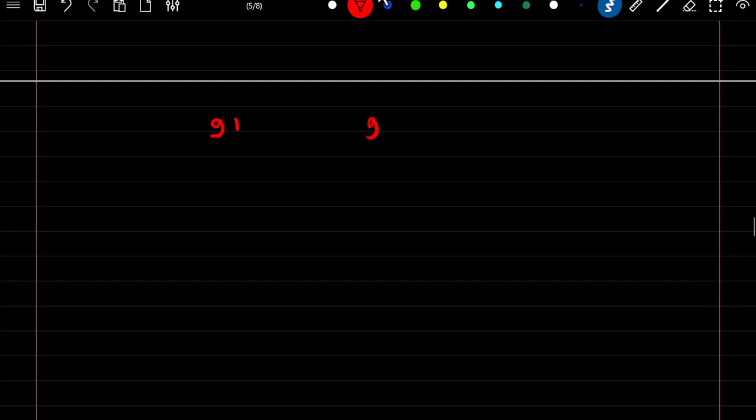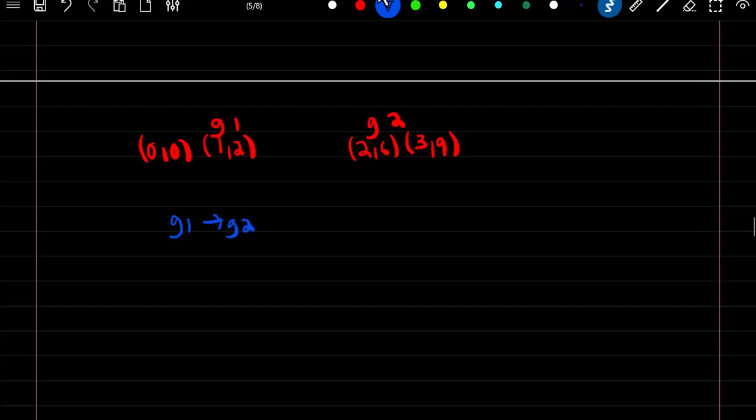So we have group 1 and group 2. In group 1, we have observations 0, 0 and 1, 2. In group 2, we have observations 2, 6 and 3, 9. Now in order to form our Euclidean distances between these 2 groups, from group 1 to group 2, we're going to have 4 possible choices. We can go from observation 1 to observation 3, observation 1 to observation 4, or from observation 2 to observation 3, observation 2 to observation 4. Since we're using single linkage, we're going to choose whichever one of these produces the smallest Euclidean distance.